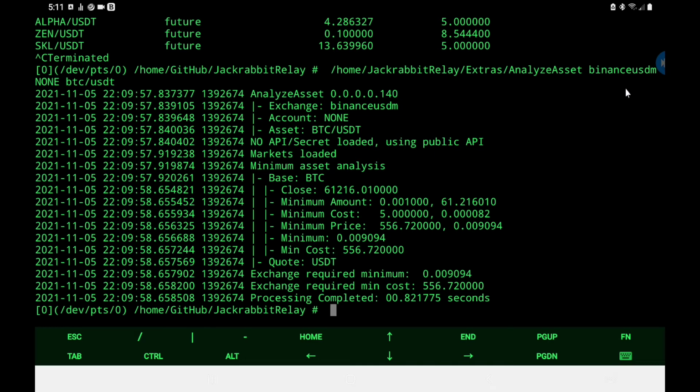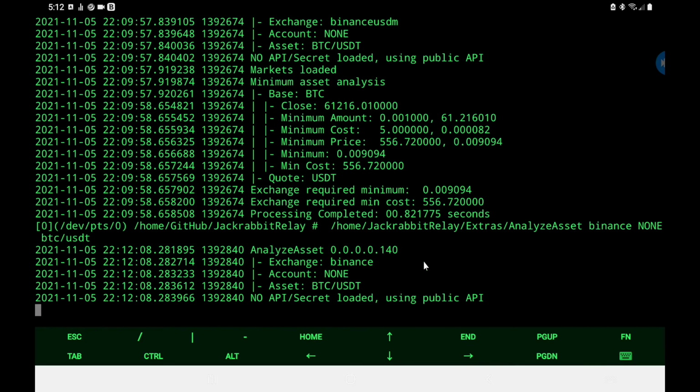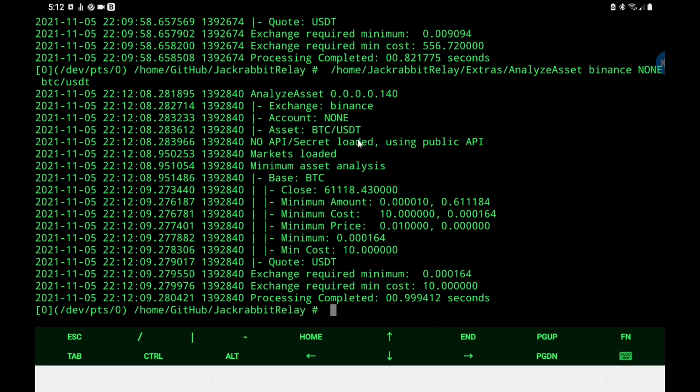Whenever you work with a futures exchange, though, you're dealing with contracts, and that is a different process than if you were to deal with Binance itself. For example, the Binance exchange itself, for the same exact pair, shows $10 as its minimum currency. So it's important to study your markets carefully, and this command can pull detailed information about coins.